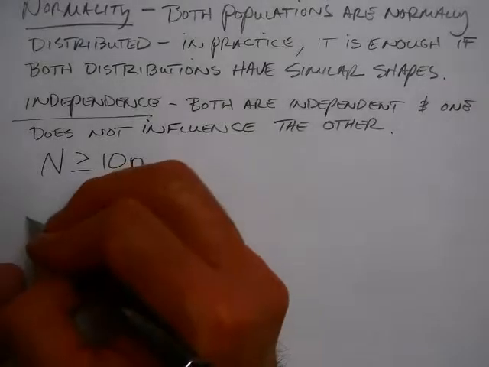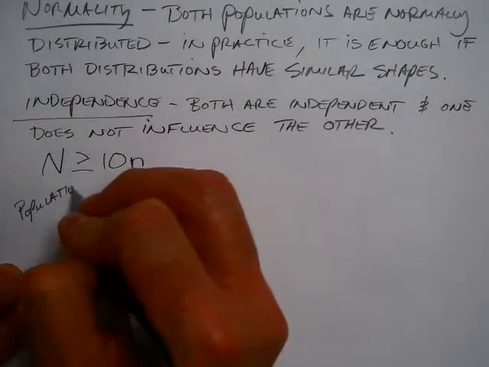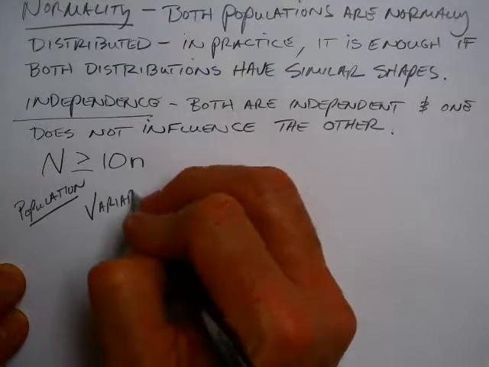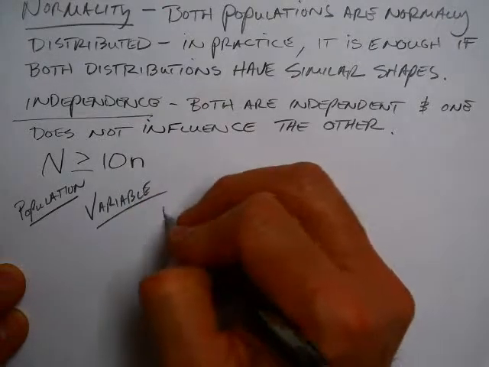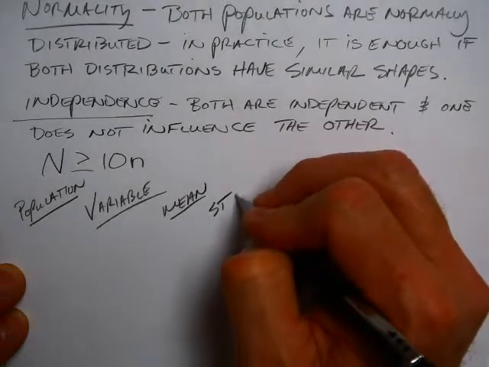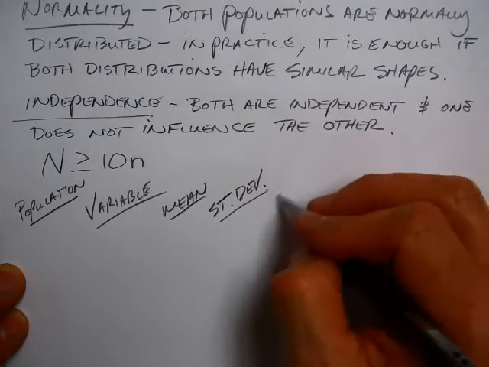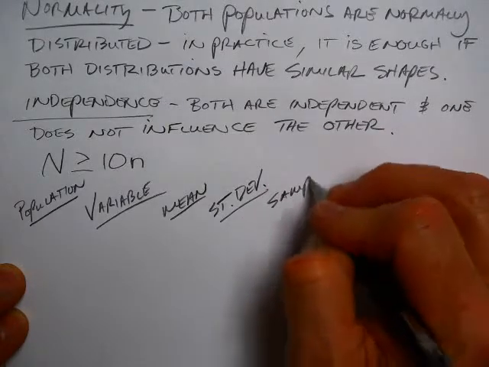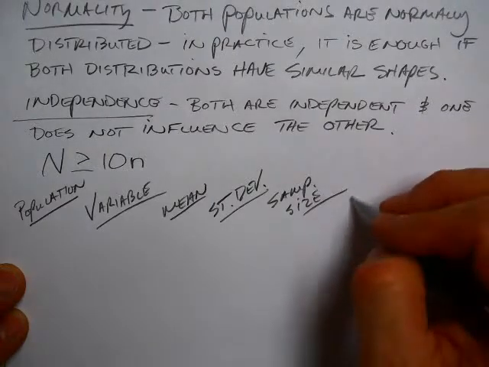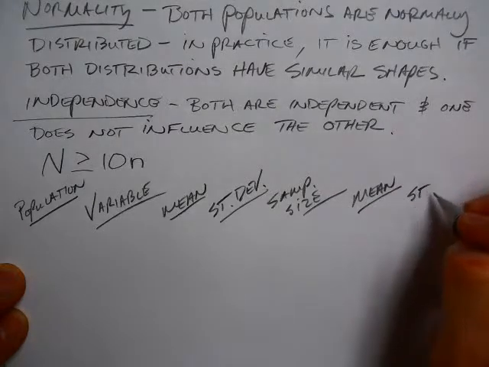So what do we have? So we've got population, variable, mean, standard deviation, sample size, mean again, and standard deviation again.